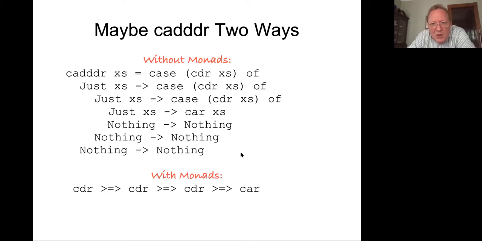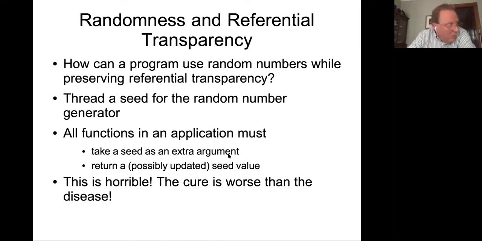Okay. So here's a second example. How can a program use random numbers while preserving referential transparency?